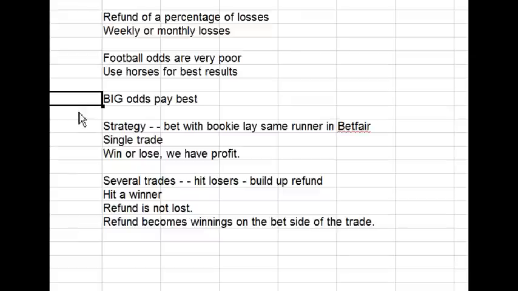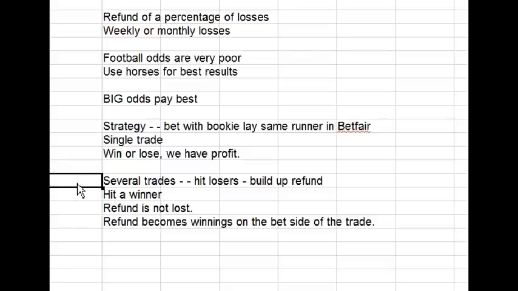When you make these trades, big odds pay best. Profits are not big, but every little helps every month. And the strategy is just a straight bet with the bookie and lay the same runner in Betfair. Now, if you're doing a single trade, you can just do one big bet and one big lay to go with it, and win or lose, you have profit from that single trade.